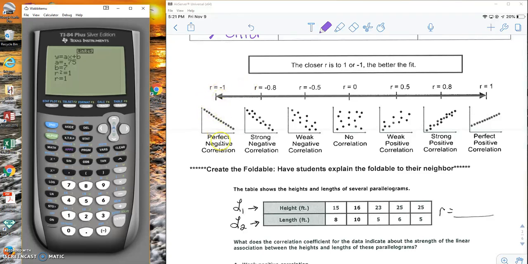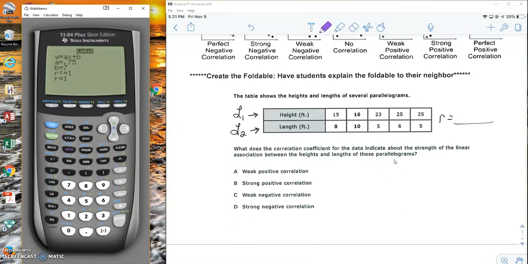If R is -1, there's a perfect negative correlation. If it's -0.8, it's pretty strong, but still negative. And then this is a weak negative, no correlation. We've already talked about it. Looks like it's all over the graph. Weak positive, meaning it's going more in a positive direction, but it is not strictly positive, it's kind of weak. A strong positive, meaning that it's in a positive frame of reference, but it's not perfect. And then a perfect positive because R is 1. So we will look at the foldable in a separate video.